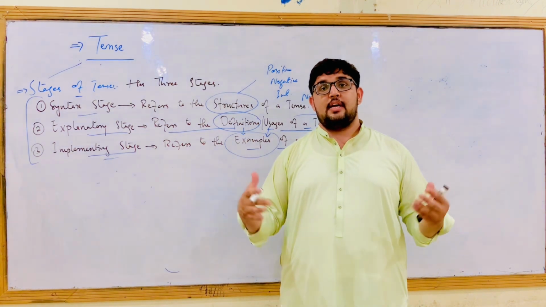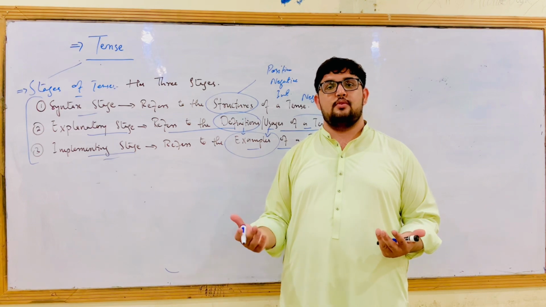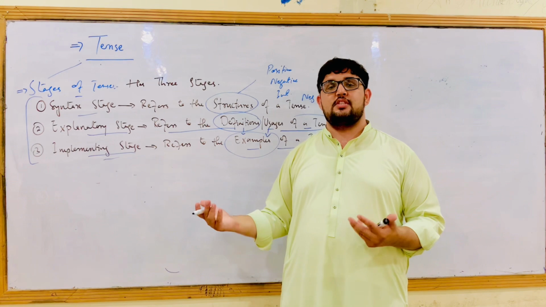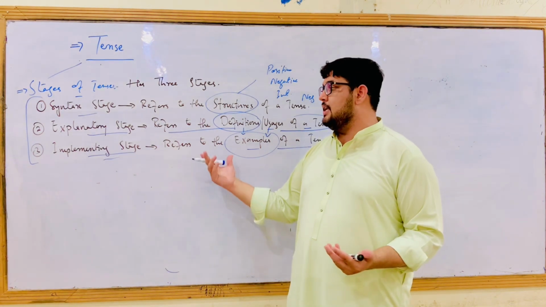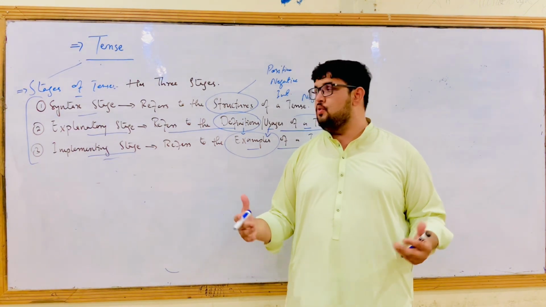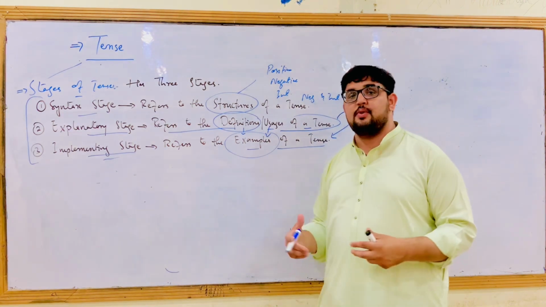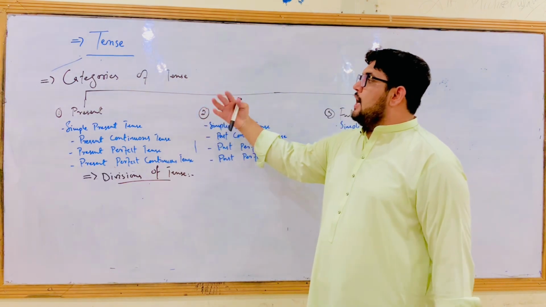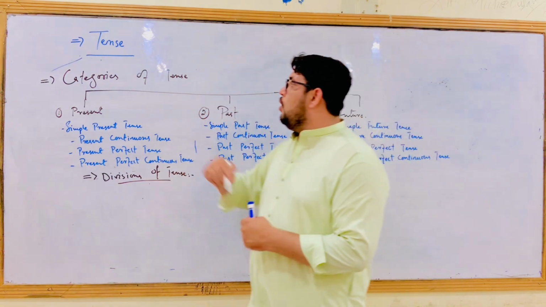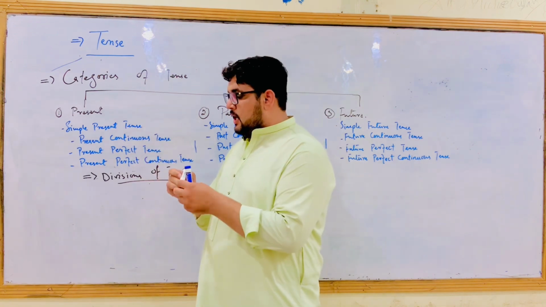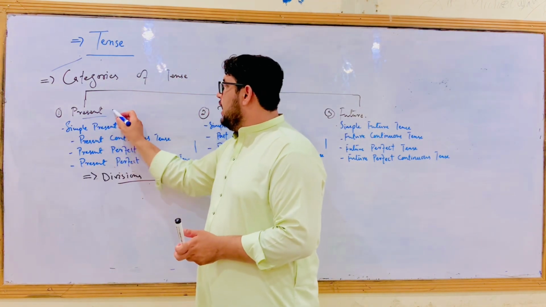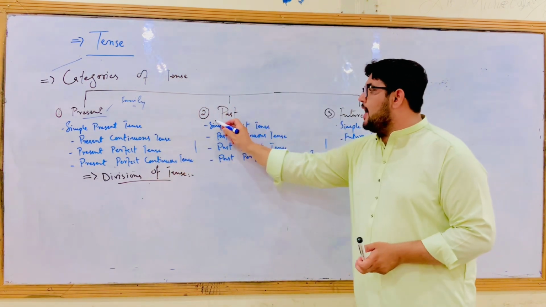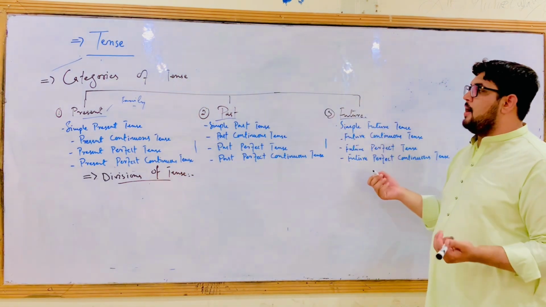Structures, the construction of a sentence according to the construction of each and every sentence in each and every tense. The positivity, negativity, and interrogativity of a tense. Explanatory stage, definitions or usages of a tense, and implementing stage refers to examples of a tense. Next is categories of tense. The word tense has three categories: a present category or present family, a past category, past family, and future category, future family.